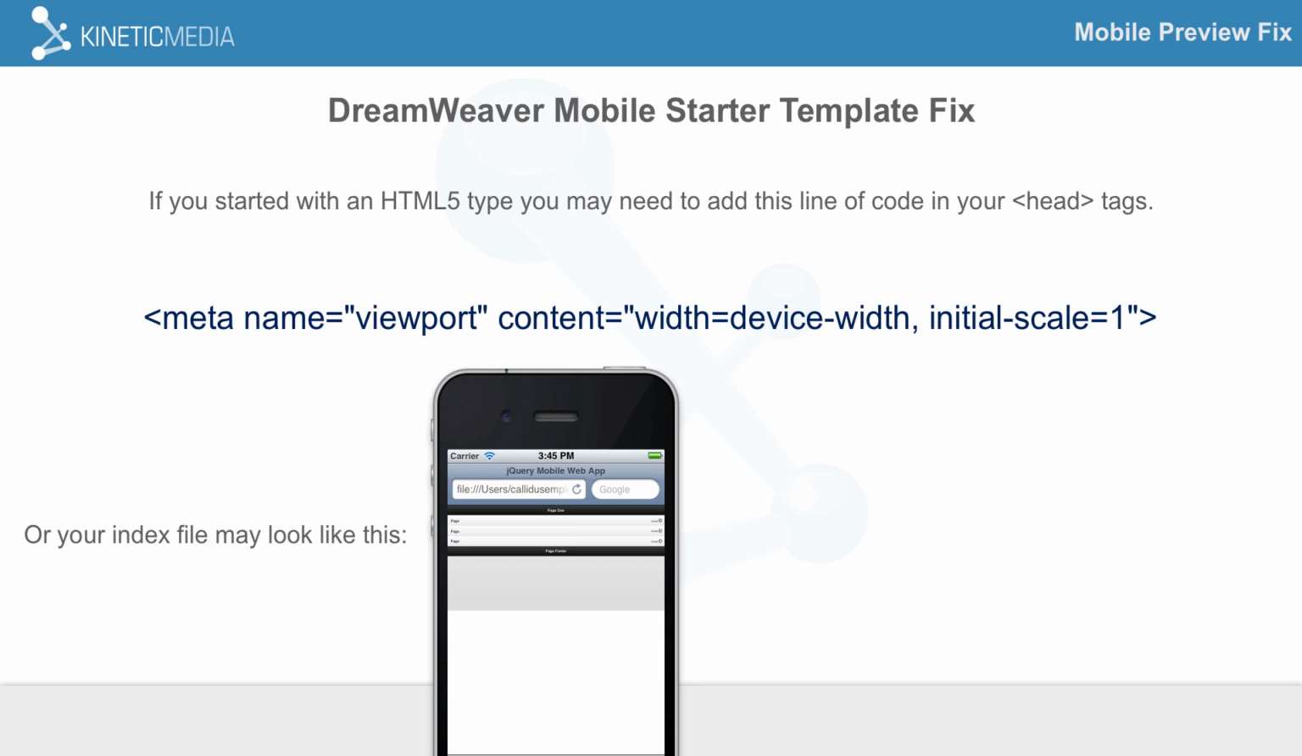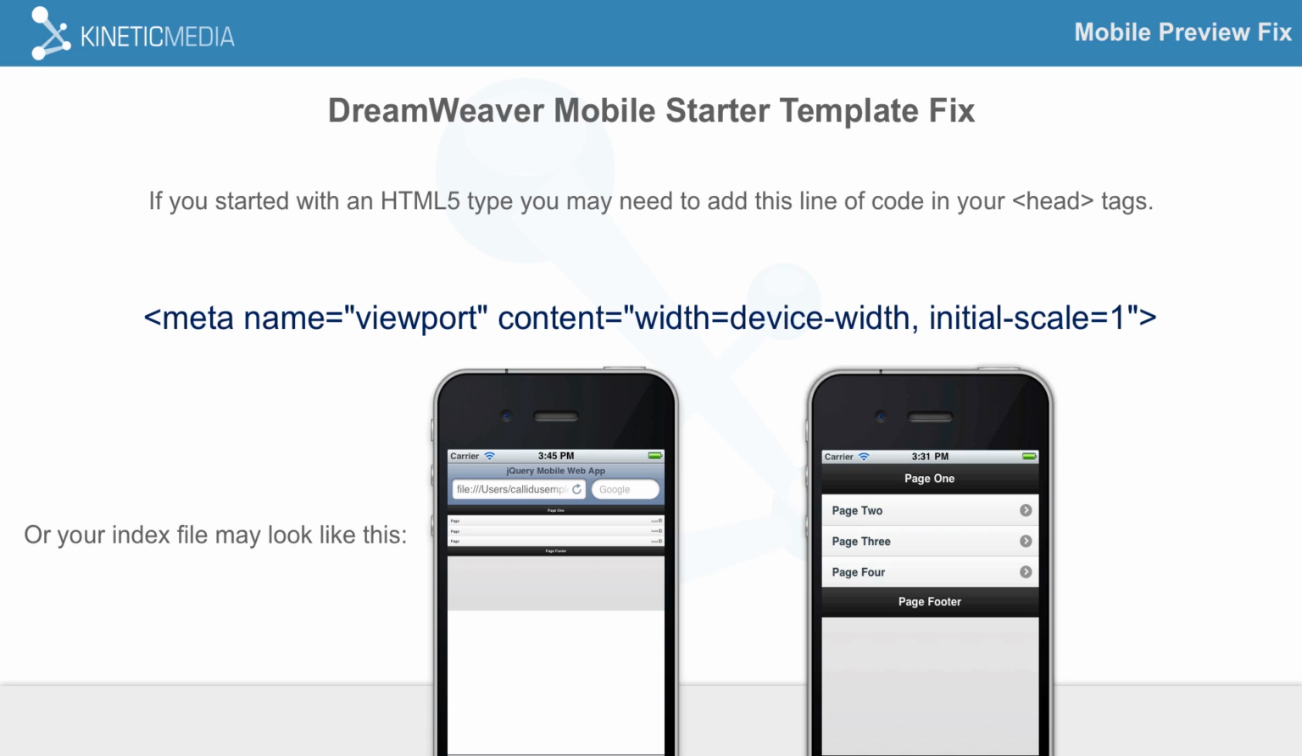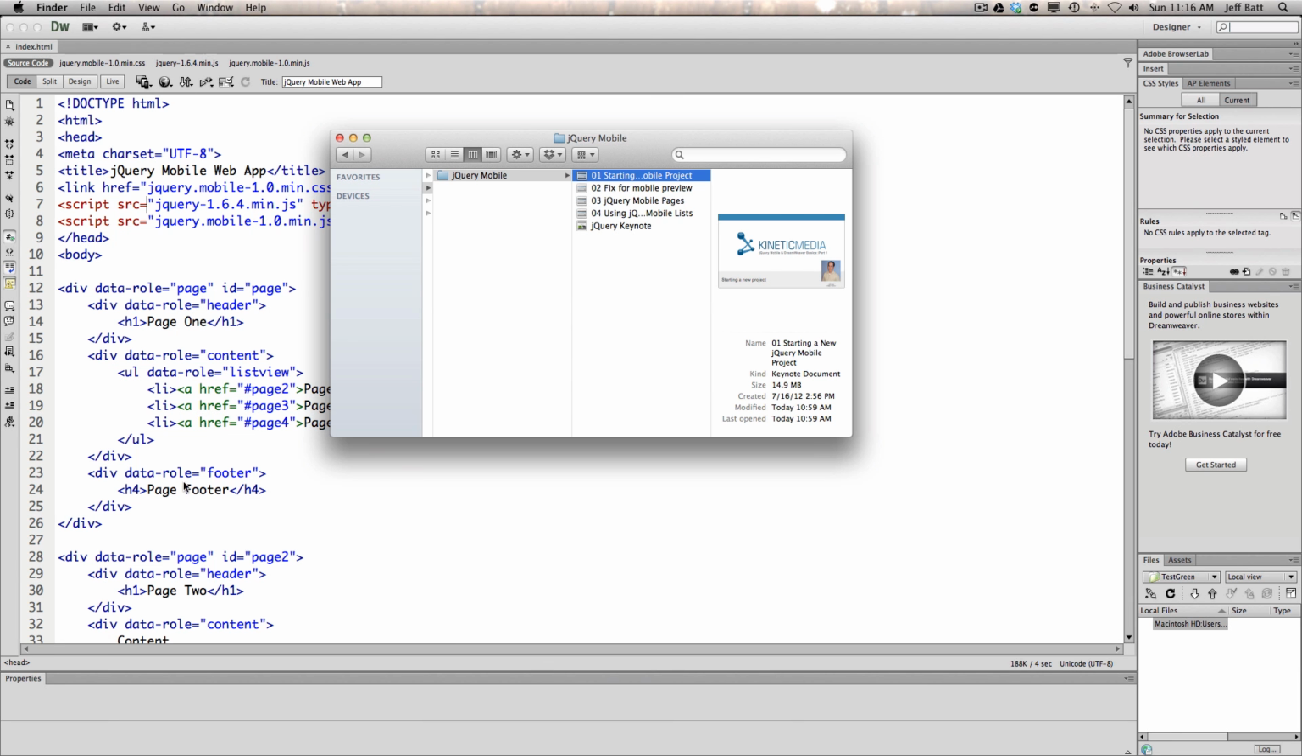Adding this meta tag into the code in your HTML file will make it look proper, like you see here, where it's actually touchable. You can tap on it, you can go to it, and it looks good. That's what the fix is going to do. So let's go ahead and go into Dreamweaver.